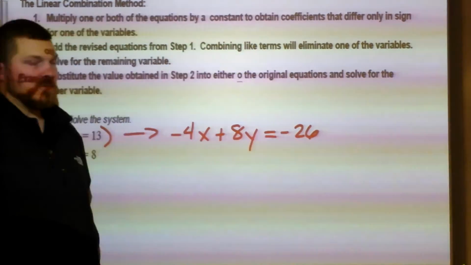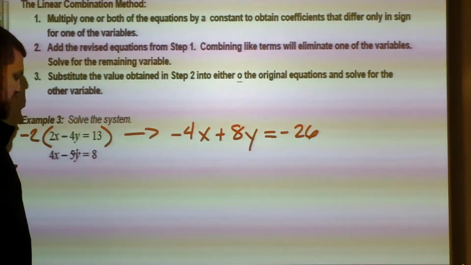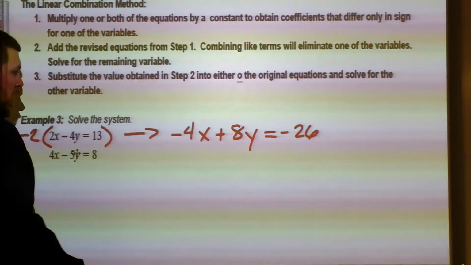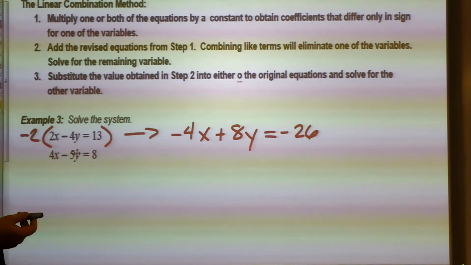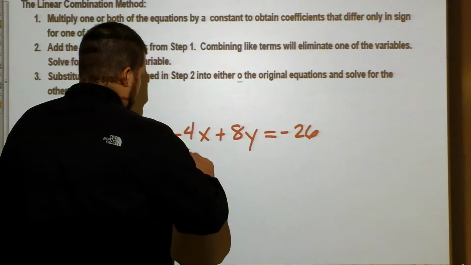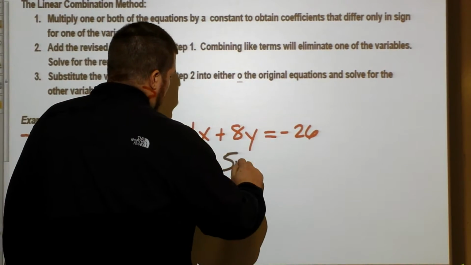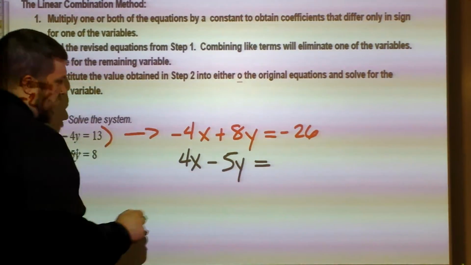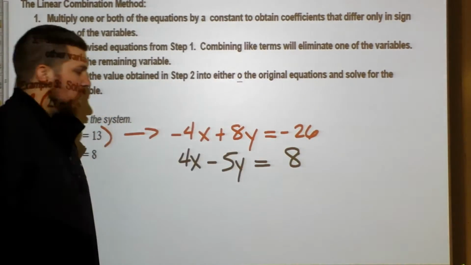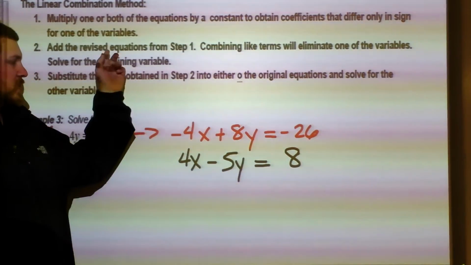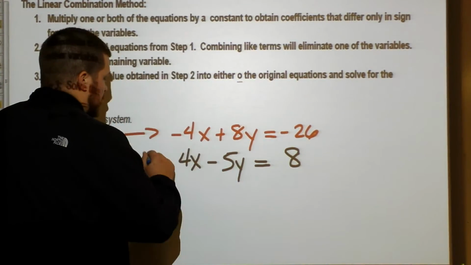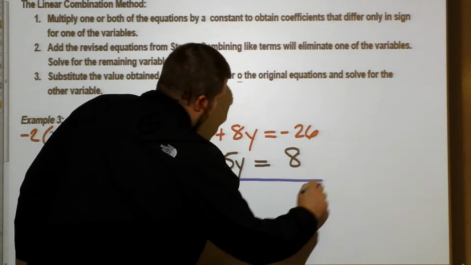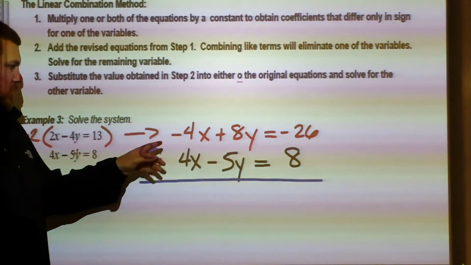Again, you have to multiply the entire equation for this to work. I did not touch the bottom equation. I could have, but I didn't need to for this problem. So I have 4x minus 5y is equal to 8. Now our next step says we want to add these two equations together. So I'm going to add these two equations together.